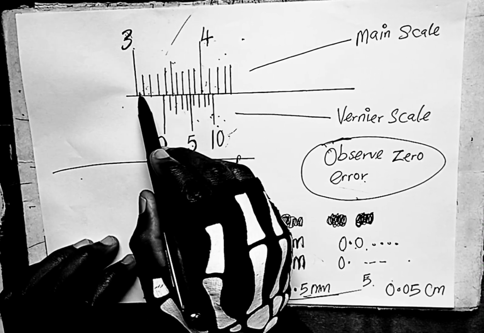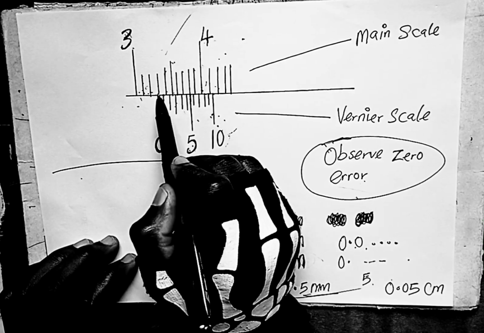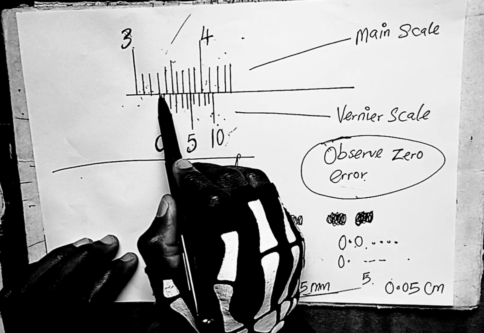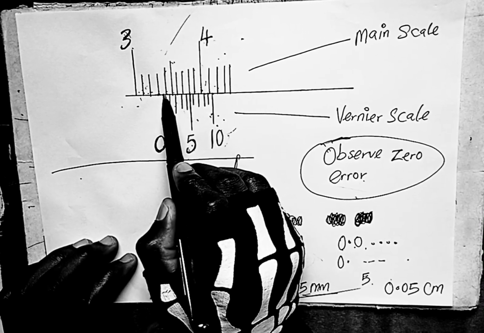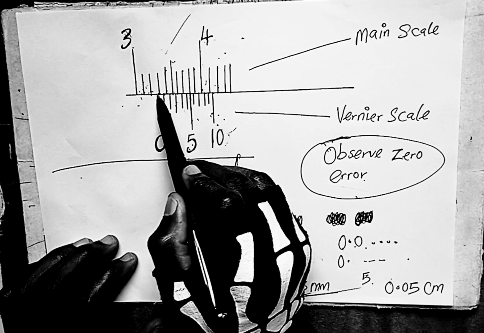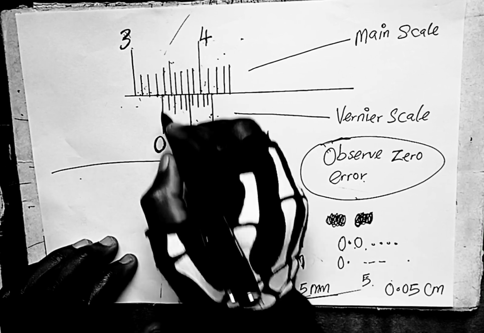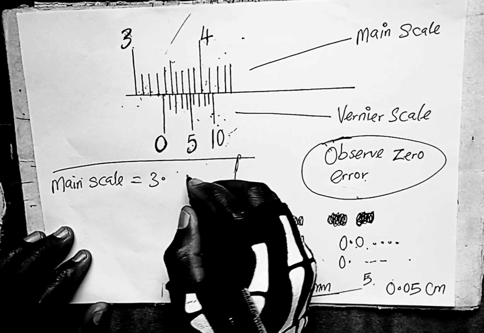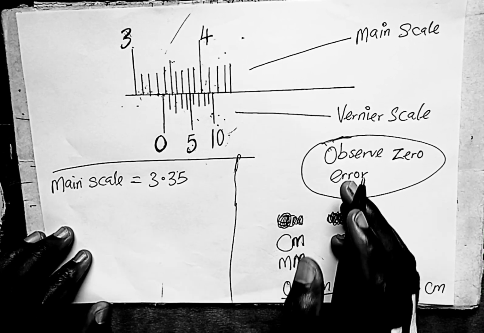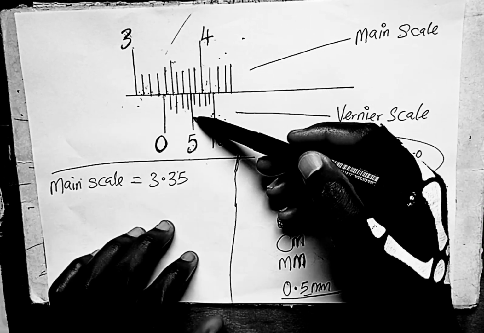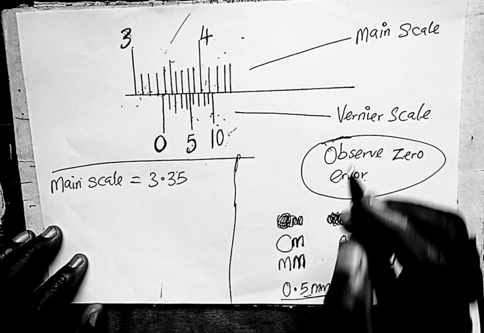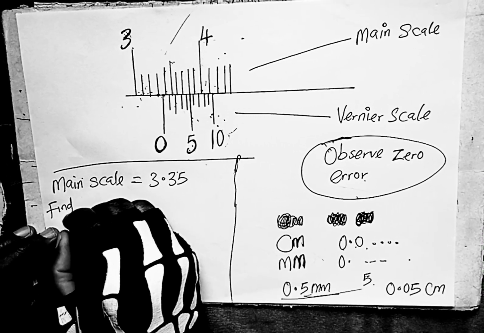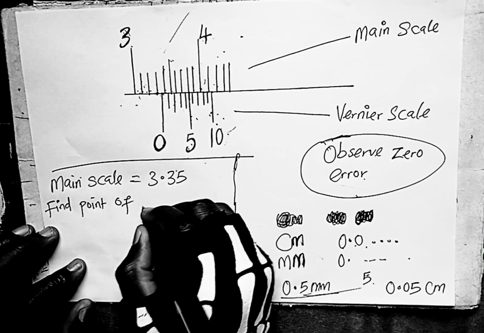So we are going to start. This is 3. So 0.1, 0.2, 0.3. You can see that this 0 mark is in the middle between 0.3 and 0.4. So we are going to give it 0.35. So 3.1, 3.2, 3.3, that's 3.3 and a half. So 3.35. So the reading of the main scale is equal to 3.35. Then it's time to read the Vernier scale. But before you read the Vernier scale, you have to find the point of coincidence, or the point of alignment. Find the point of alignment.